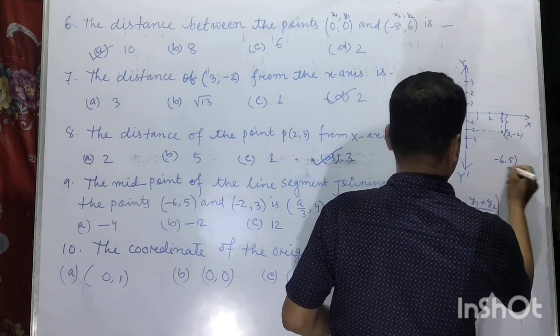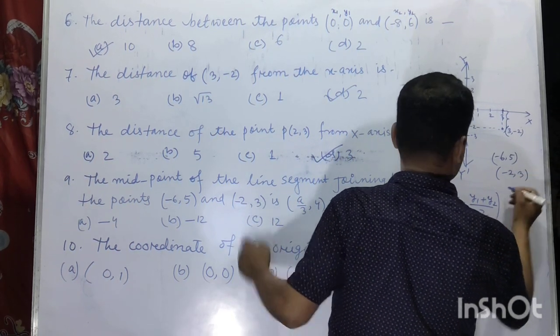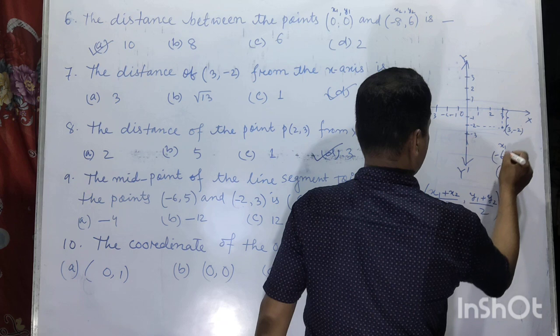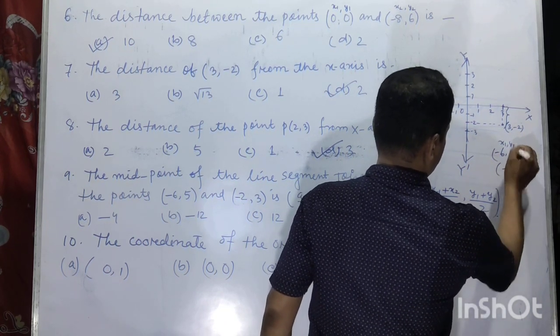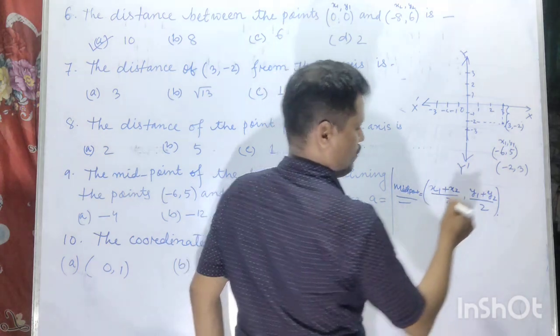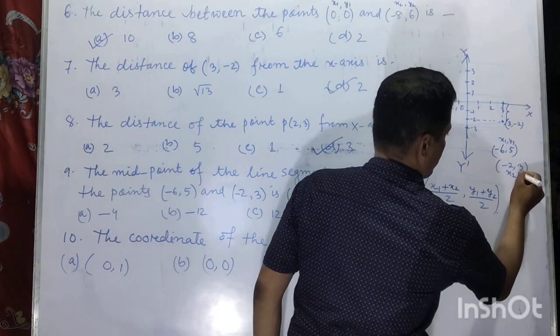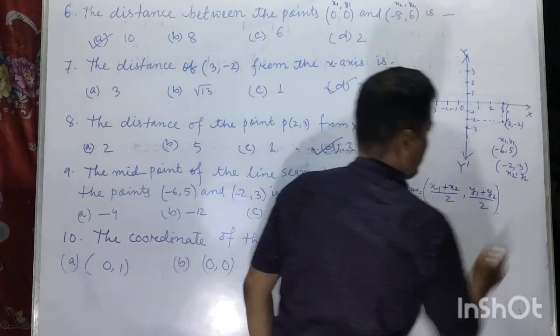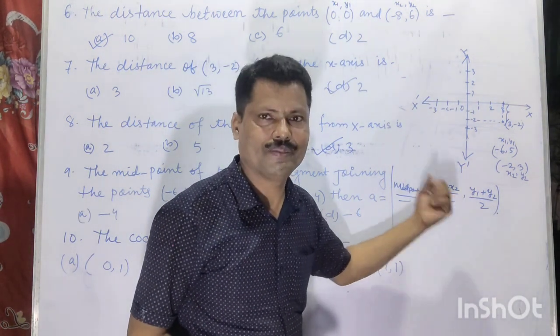-6 comma 5 and another one is given -2 comma 3. So first one point x1 coordinate and y1 is y coordinate. And in case of second point we have to write here x2 coordinate and this one is y2 coordinate. Just we have to put the value in midpoint formula.